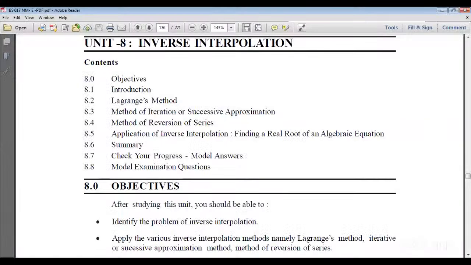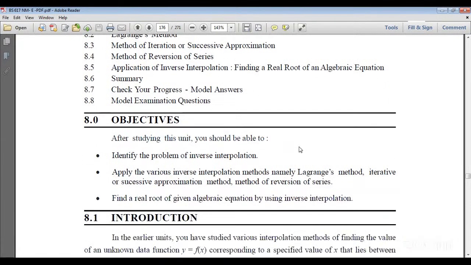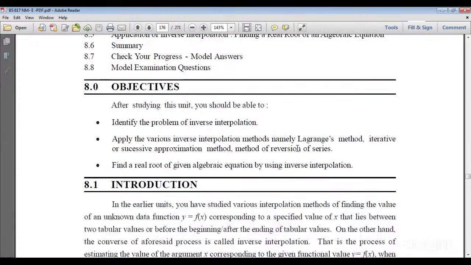Of successive approximation, the method of reversion of series, and application of inverse interpolation. In this one, we identify the problem of inverse interpolation, apply the various inverse interpolation methods with Lagrange's method, iterate towards successive approximation, use the method of reversion of series, and find a root of a given algebraic equation by using the inversion method we are discussing today here.